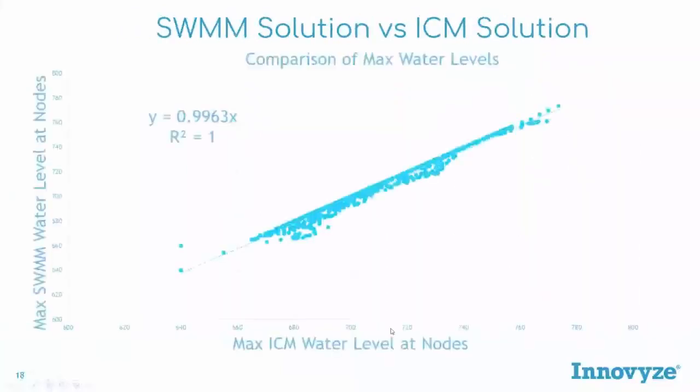One last thing, just to point out, how do these different solutions compare? So looking at the max water level for each one of those simulations that I just ran and comparing it, you can see, based on our R-squared value and our slope of approximately 1, we get pretty similar results between the two, just as a simple comparison there.